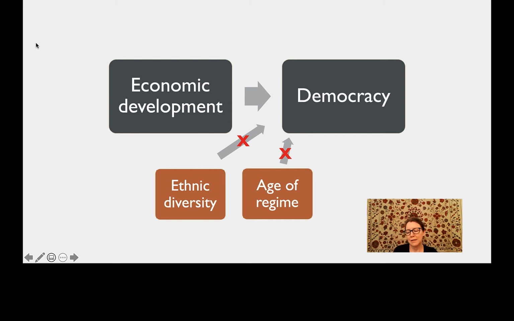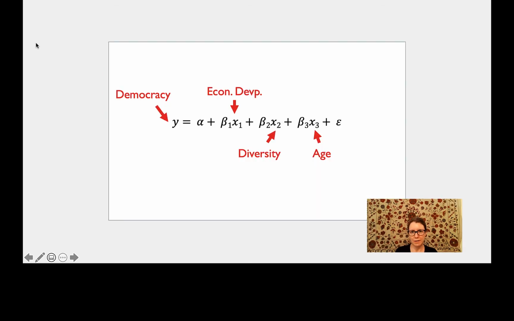The problem is that no two countries have the exact same diversity. No two countries have the exact same age. That's why we use math. If we can identify numerical data that represents these concepts, then we can use an equation to artificially hold everything constant, except for one of the variables. To keep going with this example, it might be possible to say that democracy is some combination of economic development, diversity, and age. We could represent this mathematically with an equation.